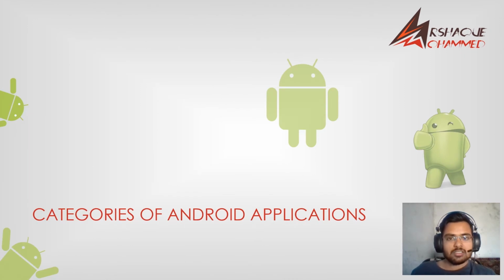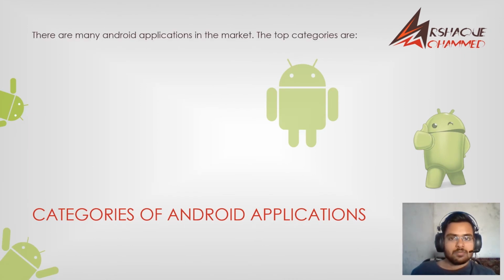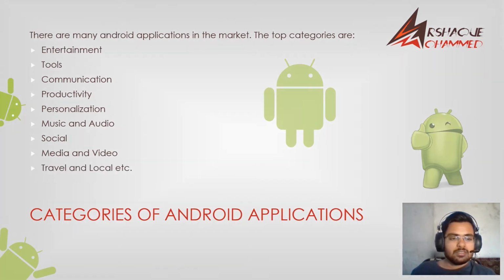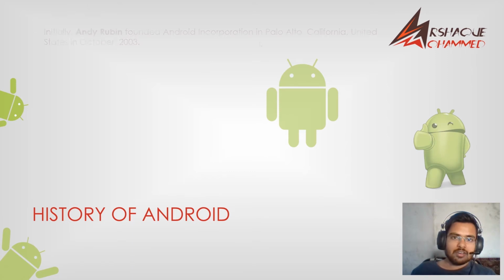Categories of Android applications. There are different types of categories. In the Play Store, you can find numerous application categories. Entertainment applications, tool applications, communication, productivity, personalization, music and audio, social, nothing but WhatsApp and Facebook apps, Twitter app, something like LinkedIn and Instagram, media and video, travel and local, maps. Right.